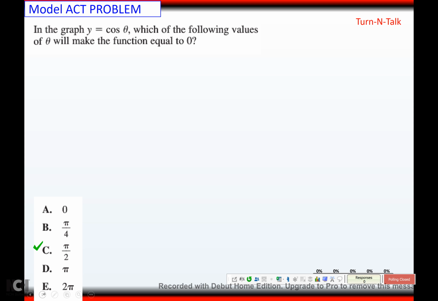And hopefully you got pi over 2. Alright, you can do this a couple different ways. What they want you to remember is the graph of the cosine function, which oscillates between 1 and negative 1. Period is 2 pi. Cut that in fourths. So this would be pi over 2, 2 pi over 2, 3 pi over 2, and 4 pi over 2. And cosine starts at the amplitude, goes to 0, down to negative amplitude, back to 0, up to amplitude.